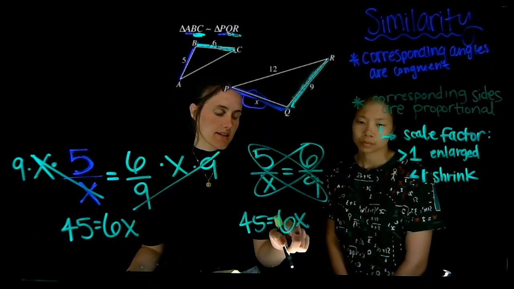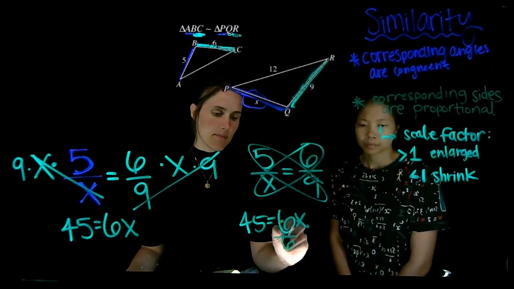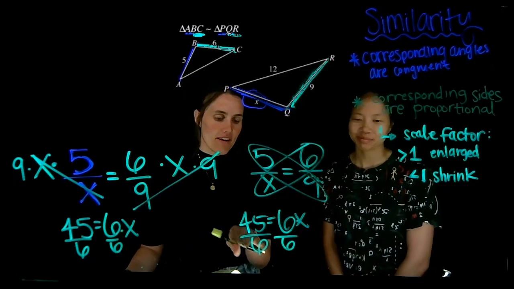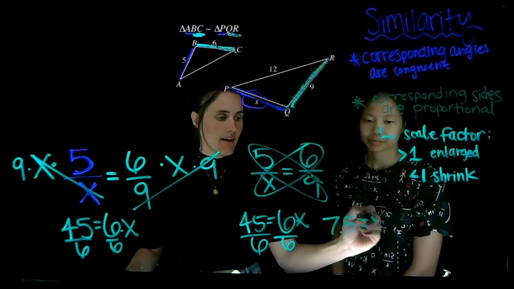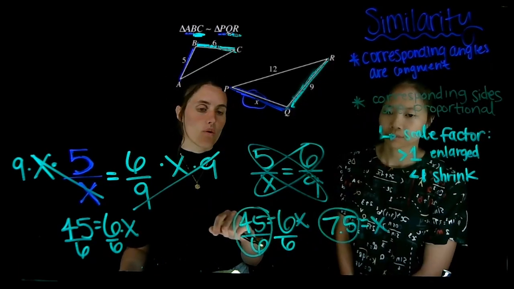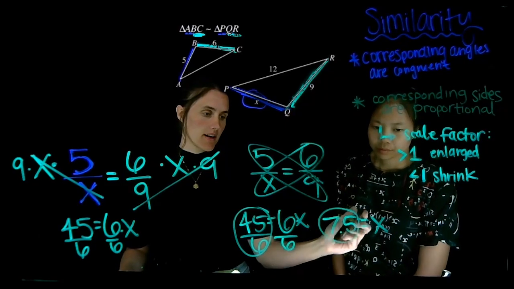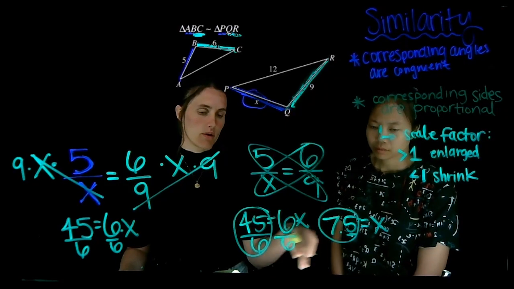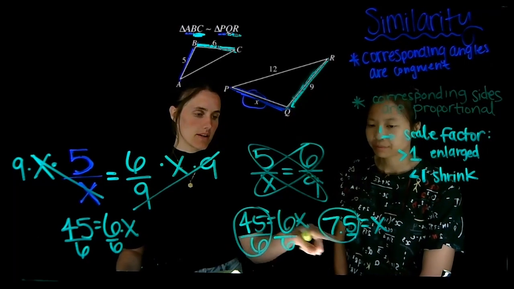Our last step here is if I want to get rid of this times 6, I divide by 6, and I could do the same thing over here. 45 divided by 6 is 7.5. And so when you write this as your answer, you can leave it as 45 over 6, or since this decimal doesn't go on forever, it ends here at the 5, you can write it as 7.5 because that is an exact answer. So either of these would be acceptable.